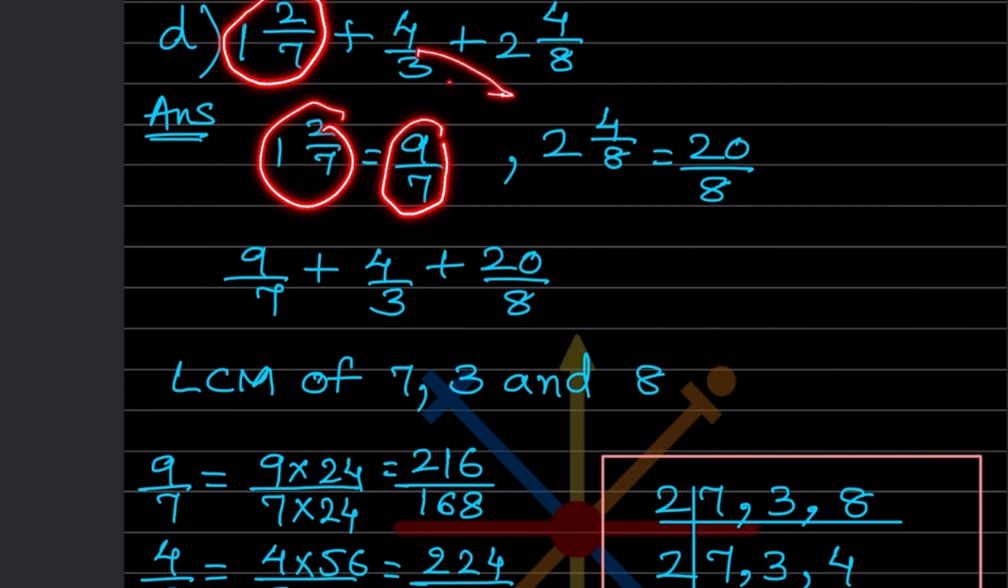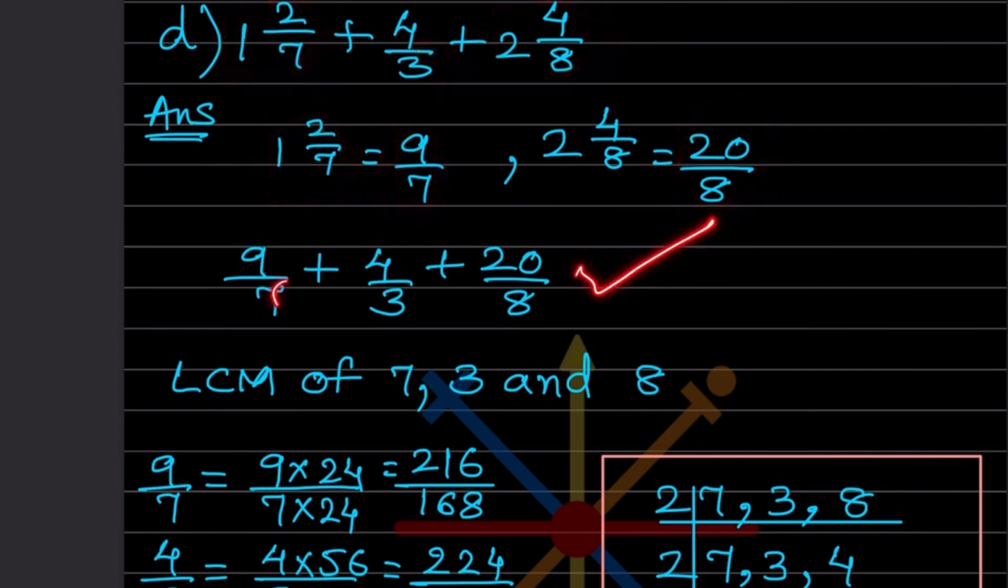This will be as it is. Now this again, look at here, this is made into an improper fraction, and then the same steps. See now here, 7, 3 and 8, you have to take the LCM of that. The rest of the steps are the same.